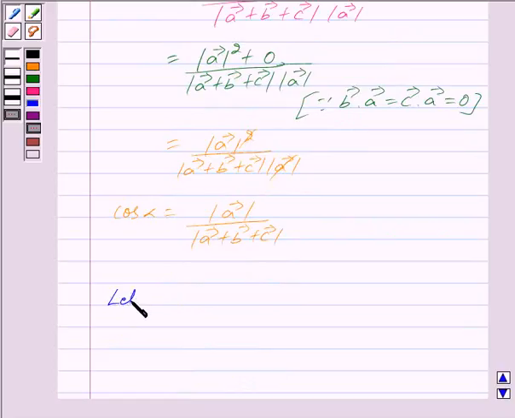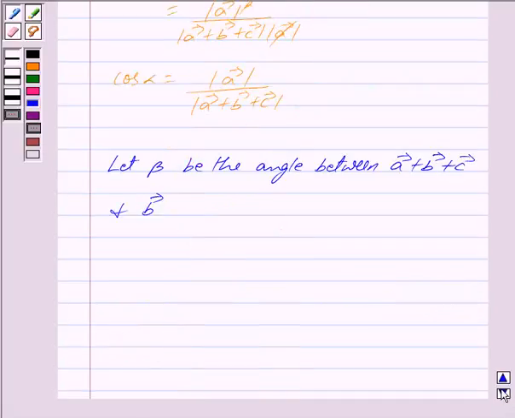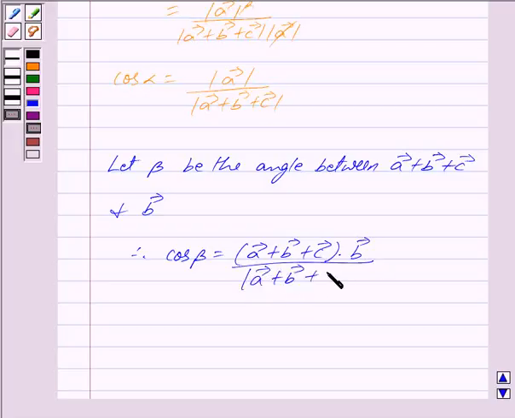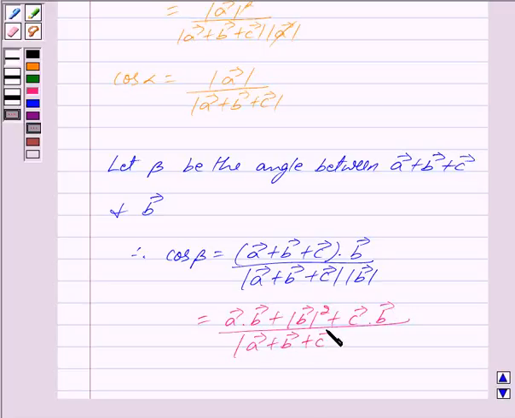Now let beta be the angle between vector A plus vector B plus vector C and vector B. Therefore, we get cos beta is equal to vector A plus vector B plus vector C dot vector B upon mod of vector A plus vector B plus vector C into mod of vector B. Now, this is equal to vector A dot vector B plus vector B dot vector B, which is equal to mod of vector B square plus vector C dot vector B upon mod of vector A plus vector B plus vector C into mod of vector B.